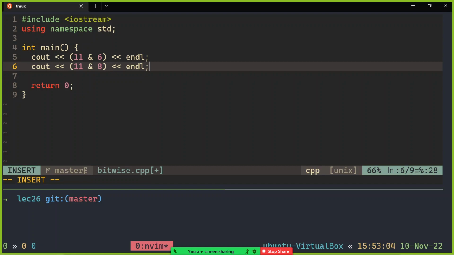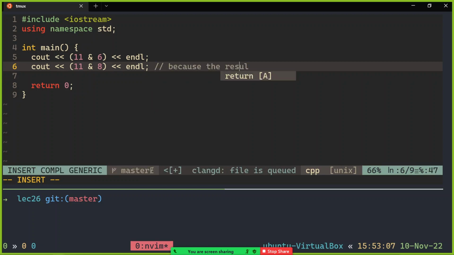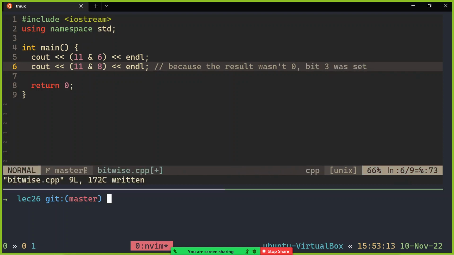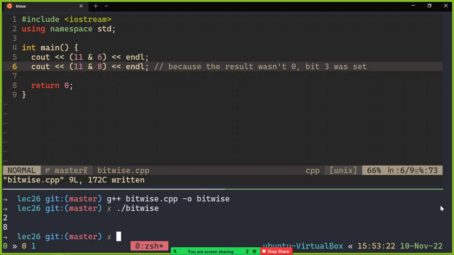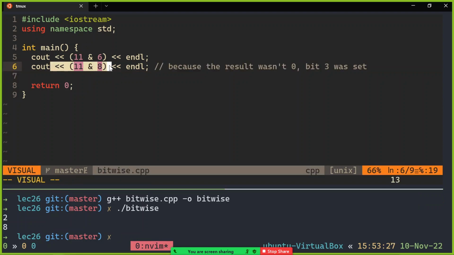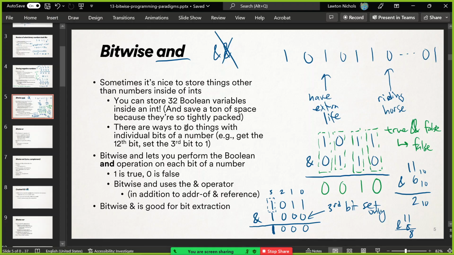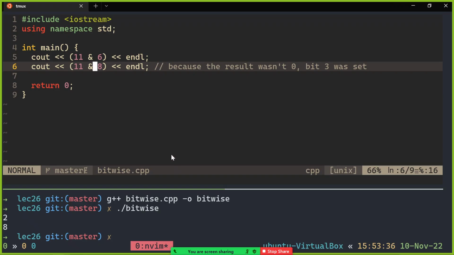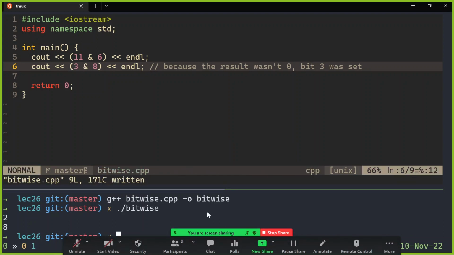And this one was extracting bit 3, right? Because the result wasn't 0, bit 3 was set. So we'll notice that. Yay, so we get 2 back and 8 back. And that one was special: because this is not 0, I know that bit 3 was set. If I made this the number, what's 0, 1, 1? That's just 3. If I made this the number 3 and I tried to AND with 8, trying to extract the third bit, the answer is going to be just 0, which means that the third bit was not set.